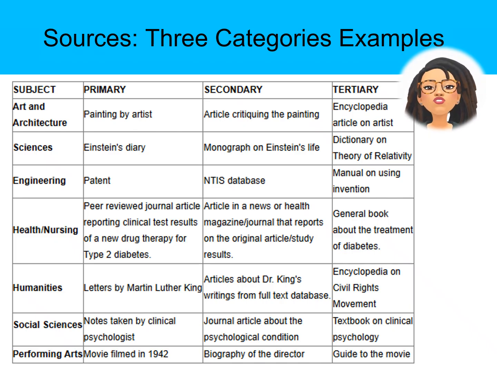However, if you look up Professor So-and-so's analysis of Dr. King's letter from Birmingham jail, then you're using a secondary source. And if you find that Dr. King's letter from Birmingham jail is referenced in an encyclopedia or something like that, then it's a tertiary source because it's a source within a source within a source.